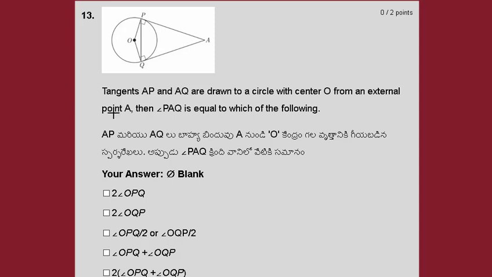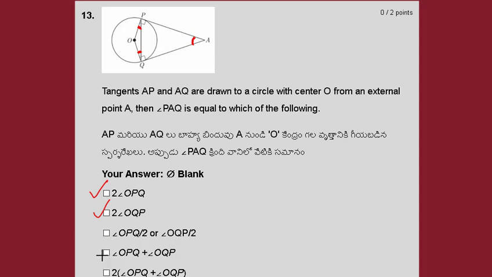Next problem. Here we are given one diagram. Tangents AP and AQ are drawn to a circle with center O from an external point A. Then angle PAQ is equal to which of the following? Here angle PAQ is this one. We know that this angle is equal to twice this angle. You can see this is nothing but angle OQP, and that is also equal to angle OPQ. That means these two are the correct options.